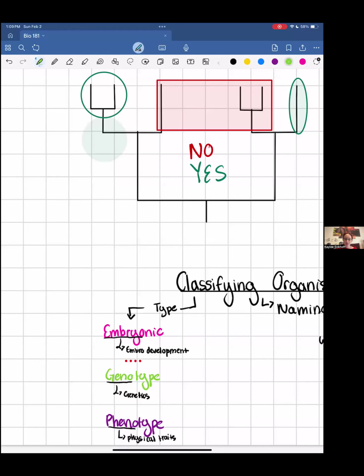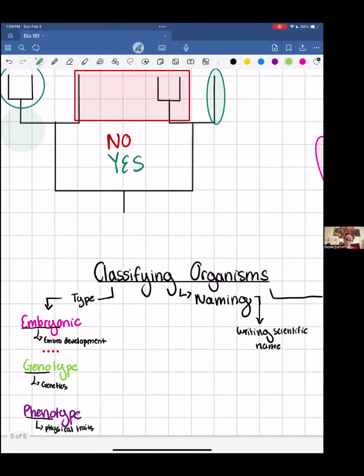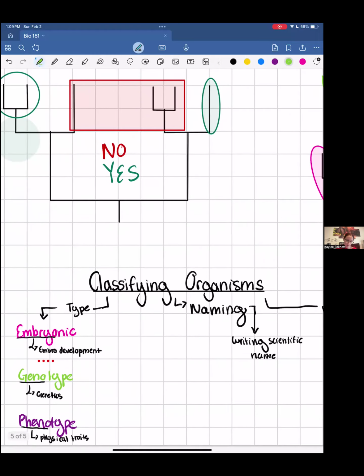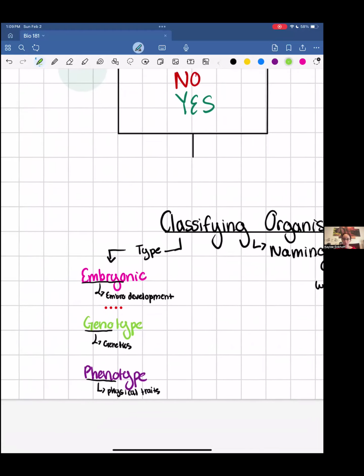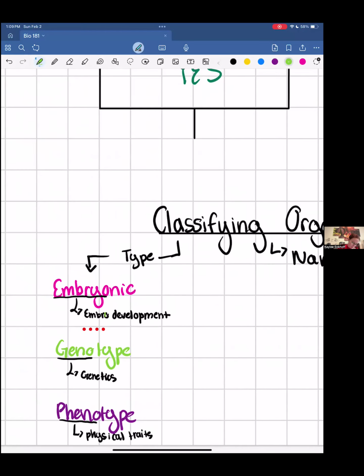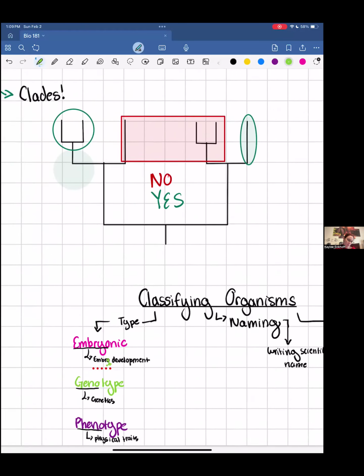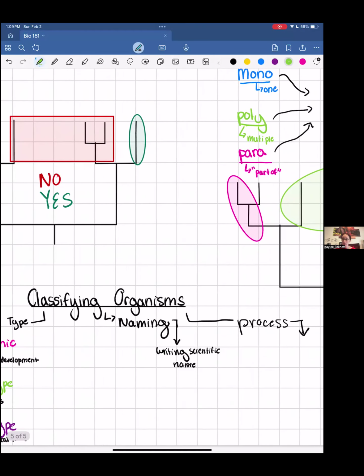Okay, so as you can see, I made a generic classifying organisms tab, and then I put type under there. Embryo development, genotype is genetics, and phenotype is physical. Genotype, you remember, like that pheno, you can remember the p. And then you can talk about naming organisms and writing the scientific name.